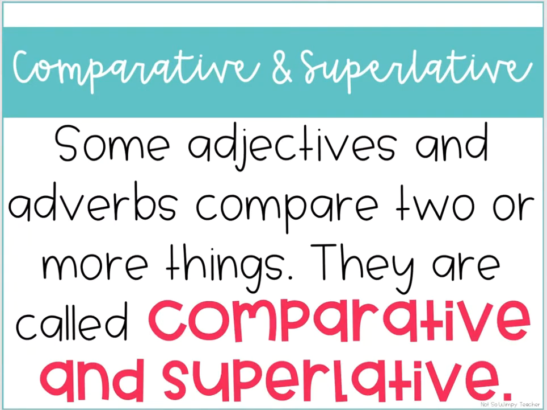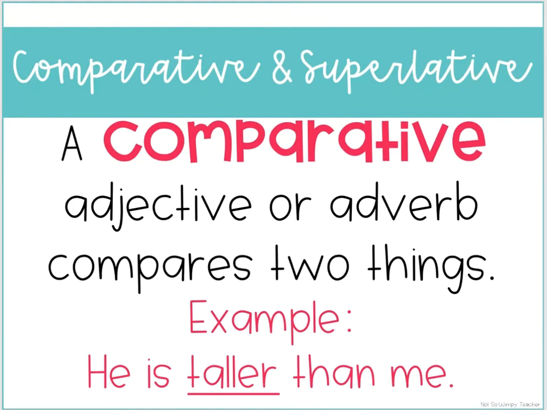Some adjectives and adverbs compare two or more things, and these are called comparatives and superlatives. A comparative adjective or adverb compares two things. An example is, he is taller than me. They're comparing he to me. Two things compared together. Okay.